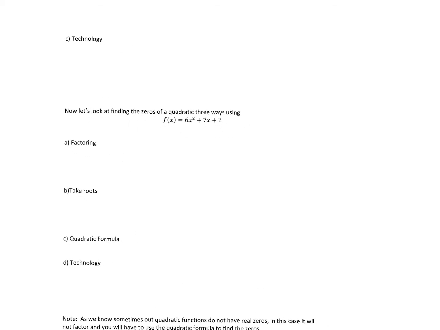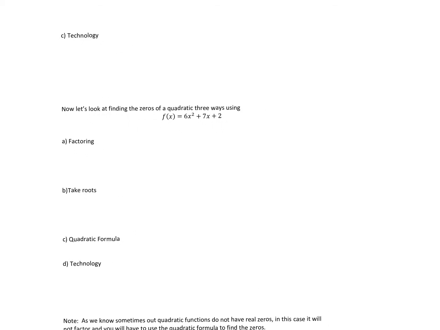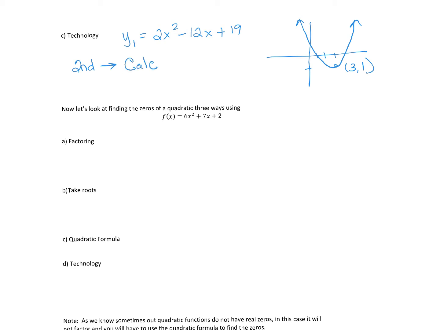We can also use technology to find our vertex. In order to do that, we put our function into y1, 2x squared minus 12x plus 19. It will sketch the graph for us, and then we will be able to find this by using the second function, calculate, and then go to, in this case, minimum. Sometimes it's a maximum.